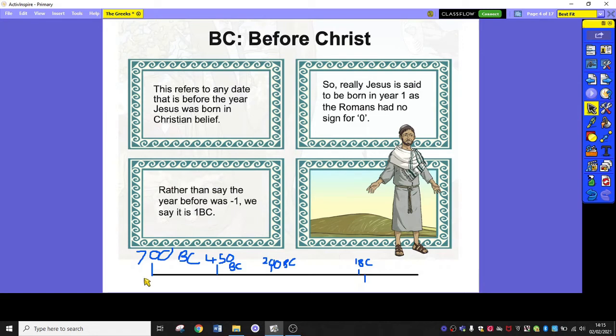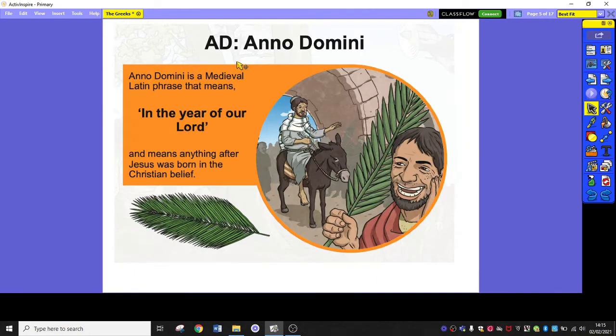And when it comes to your timelining later, that's a really important skill to understand, to get it into the right order. 700 BC is like us saying -700. However, at this point here, when Jesus was born, we call this AD, or Anno Domini, and it basically means in the year of our Lord. And that represents anything after the year that Jesus was born.